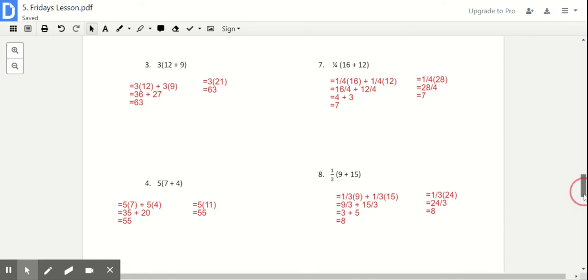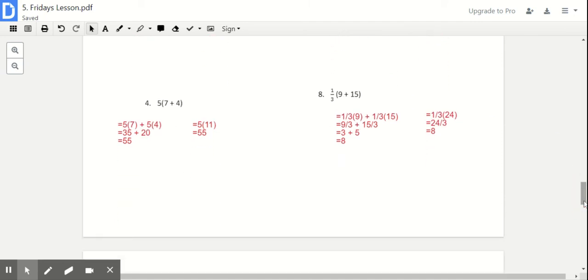Number 4, we have 5 times (7 plus 4). So 5 times 7 plus 5 times 4, which is 35 plus 20, which equals 55. Or simplifying the parentheses first is 11. So 5 times 11 is 55.